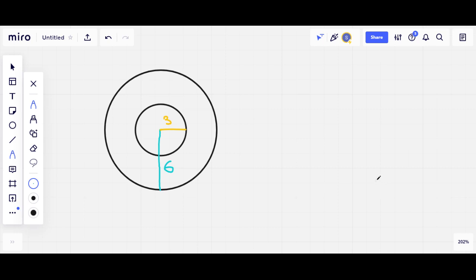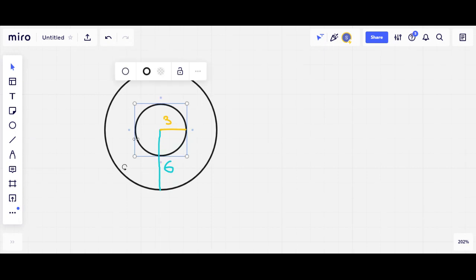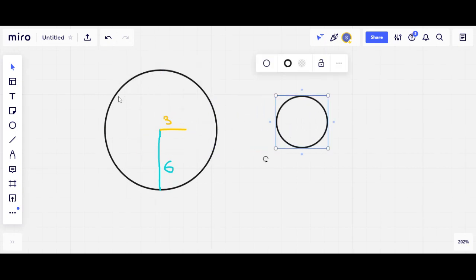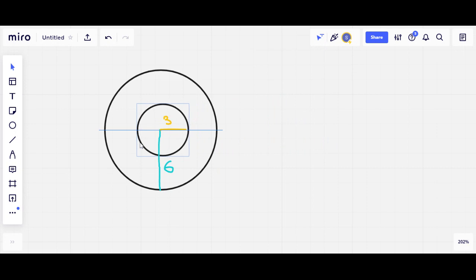So in this video, we're going to have a look at finding the area of this ring or donut shape here. But if we have a look, what we can actually see is instead of this ring, we've actually got two separate circles. So we've got this big circle here and a smaller circle in here. So we put that back in there.